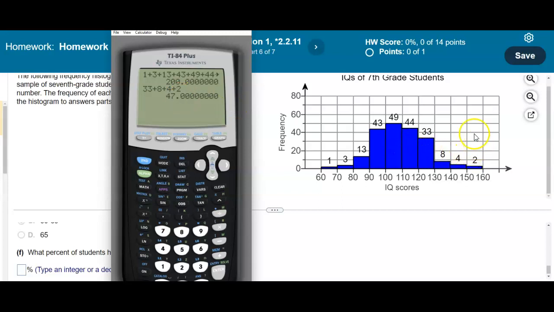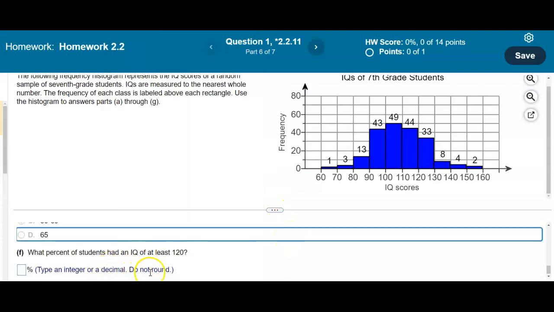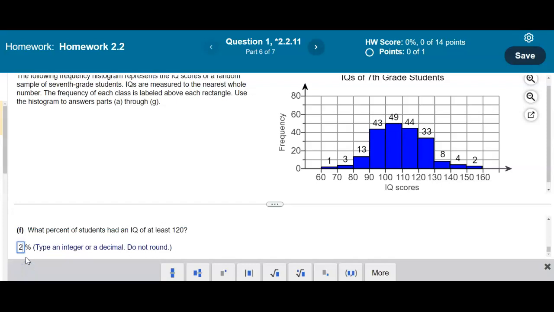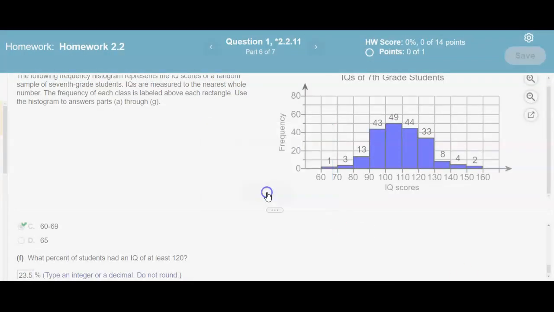Now that's 47 out of how many total? If we divide that by 200, that's going to give us a percent here. So far it's a decimal. We want to write this as a percent, so we multiply it by 100%, and therefore we get 23.5%. It says type an integer or a decimal, do not round. So that means it's going to be 23.5%, which represents students that have an IQ of at least 120. And there is our result.